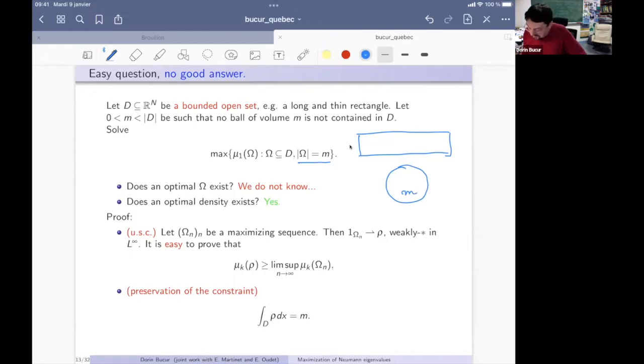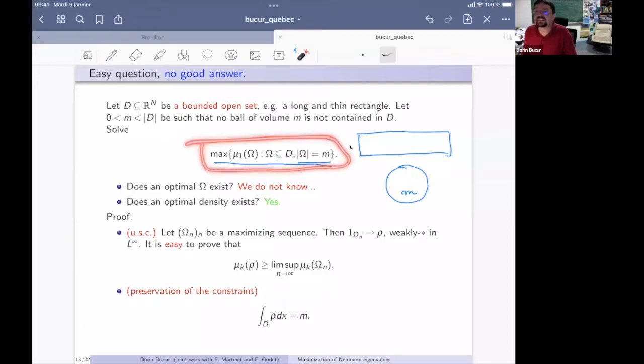Well, this problem is a nice problem, and it is well posed. Can we prove the existence of a maximizer of mu1? The answer is we don't know. We don't really know whether or not inside the rectangle there exists a best geometry which supports the highest value of mu1. However, for densities, it is easy to prove it. The answer is yes: for densities, it's relatively easy to prove the existence of an optimal density.